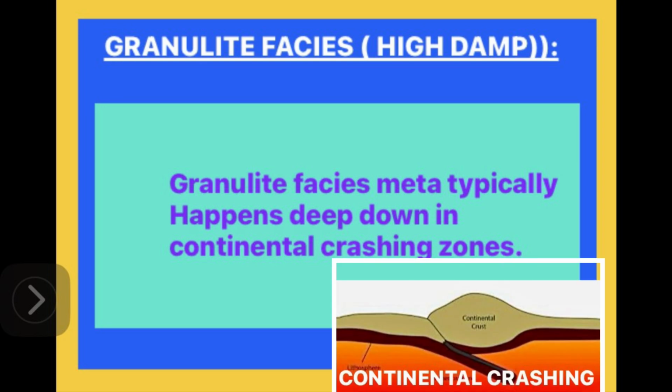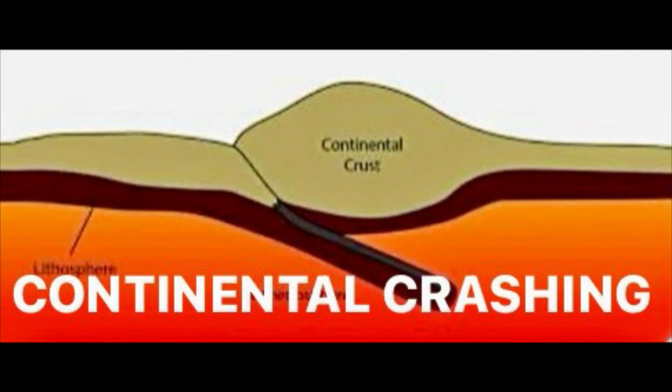And finally, we have granulite facies metamorphism, which is like rock hell for rocks. This happens in the very deep places in continental crashing zones. It's so deep that groundwater doesn't easily penetrate down there, so there's not much water available for hydrating minerals. As a matter of fact, minerals are greatly dehydrated. The water is removed from them. Granulite facies metamorphism creates granulites.